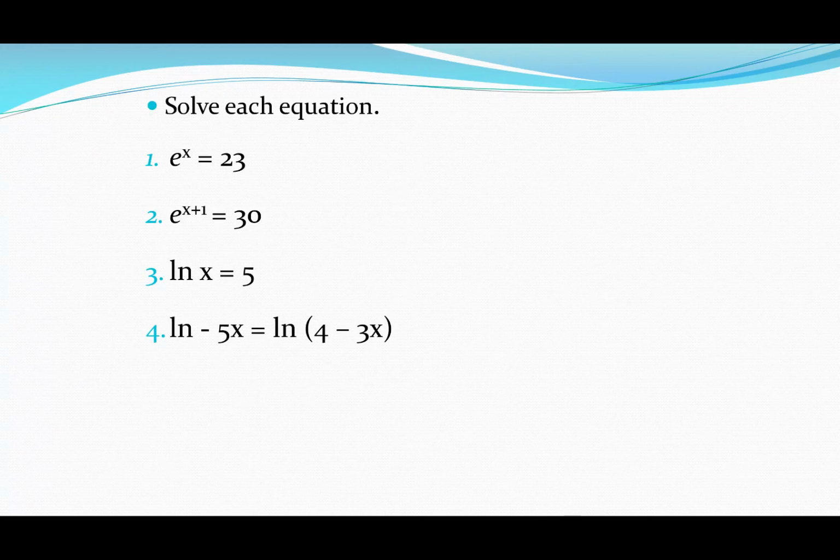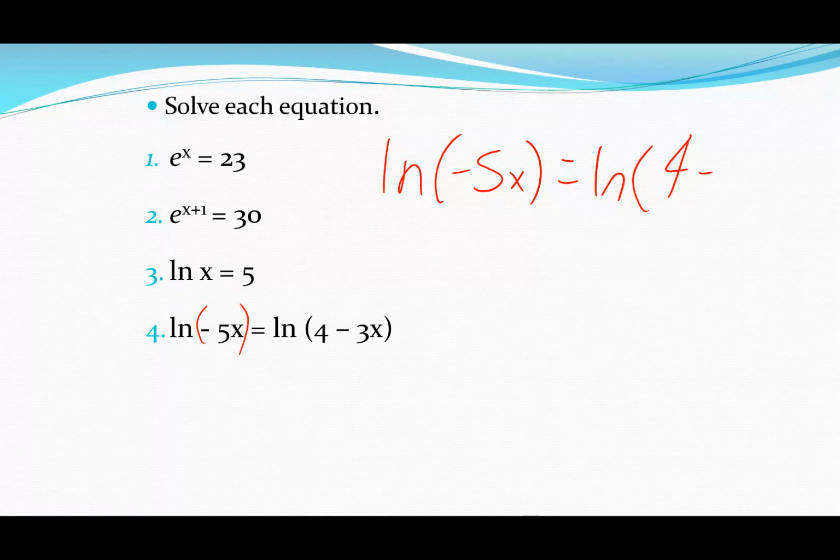All right. Now this is supposed to say, natural log of negative 5x. Keep it. So that's a slight mess up without the parentheses, but we're good. So how are we going to solve this? We have the natural log of negative 5x equals the natural log of 4 minus 3x.